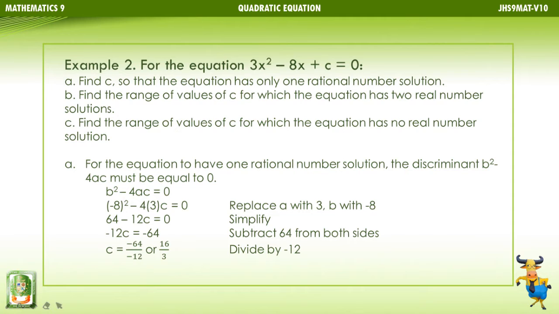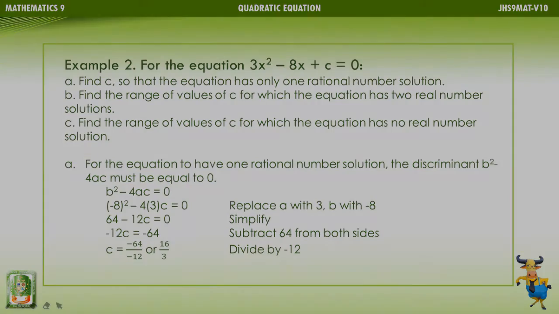a. For the equation to have one rational number solution, the discriminant b squared minus 4c must be equal to 0. Negative 8 squared minus 4 times 3c equals 0, replacing a with 3 and b with negative 8. 64 minus 12c equals 0, simplify. Negative 12c equals negative 64, subtract 64 from both sides. c equals negative 64 over negative 12, or 16 over 3, divide by negative 12.